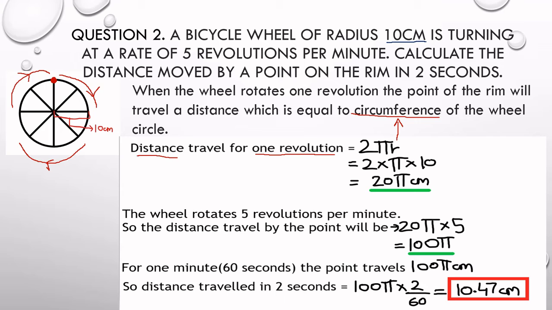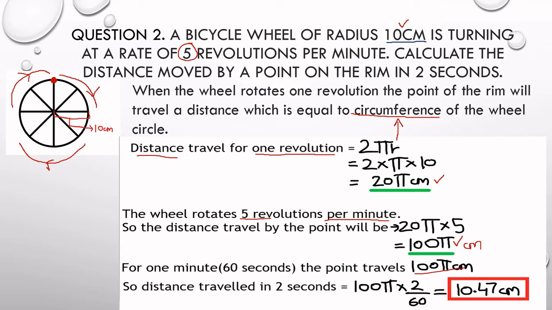We have r as 10 cm, so we use it. I'm not converting pi to decimals yet. So we get the distance for one revolution as 20 pi cm. Now the wheel rotates 5 revolutions per minute, going to the question over here. So the distance in a minute would be 20 pi into 5, that is 100 pi cm. So in 1 minute the point travels 100 pi cm.